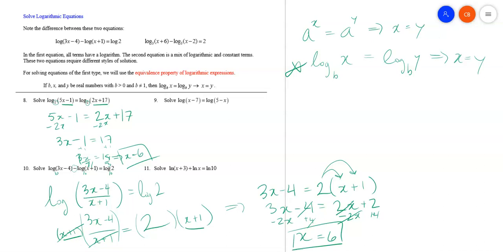But anyways, that's how we will do these kinds of problems. We will just keep in mind all of these properties of the logs that we've practiced in 4.3 and 4.4. They'll be coming back, and that's how we're going to be solving some of these equations. And so in the next video, we will see how to solve logarithmic equations that do not allow us to use this equivalence property.